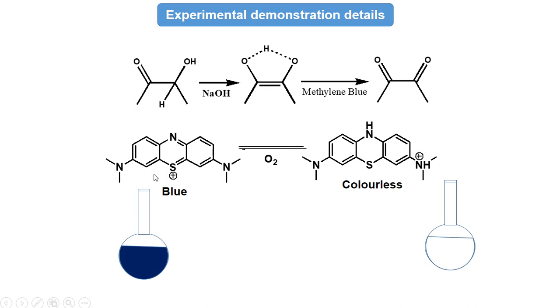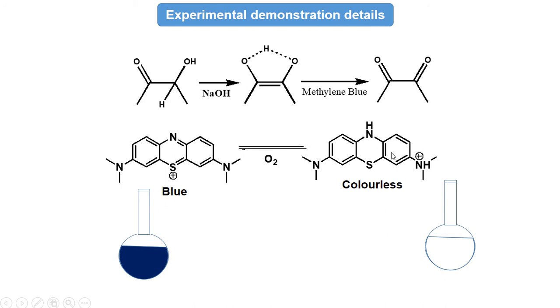In this form the dye is blue, in this form the dye is colorless because of conjugation. If you look at this form, this one is the oxidized form, this one is an aromatic system, this one is also in conjugation, and this system also in conjugation. That means 3 rings, 3 cyclic systems are in conjugation. Hence the HOMO-LUMO gap falls into the visible region, and hence that blue color generates.